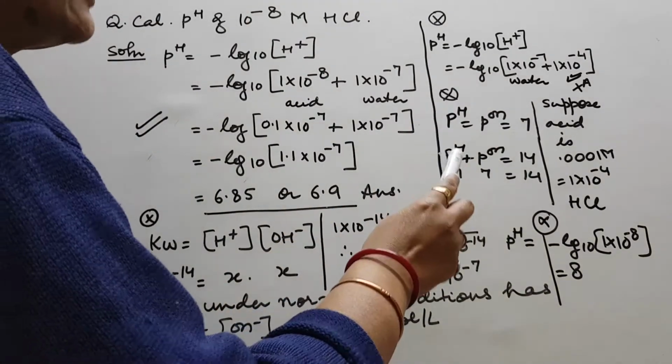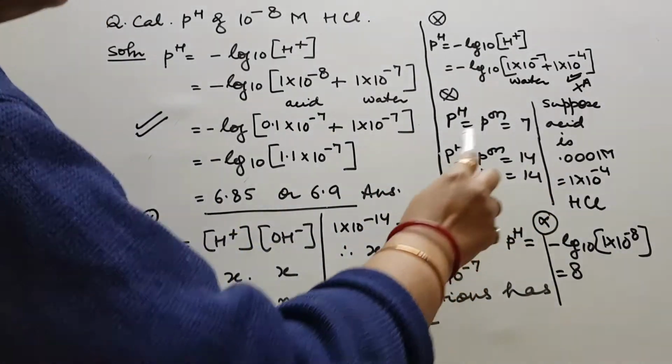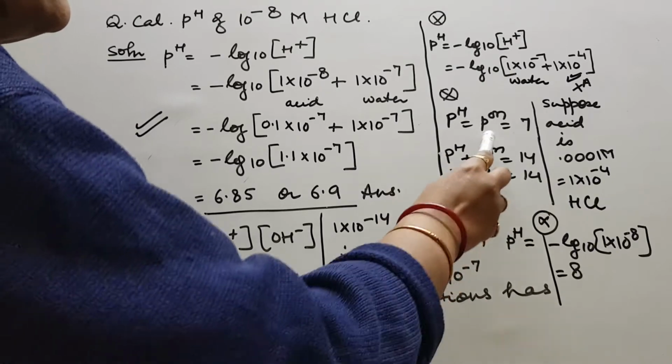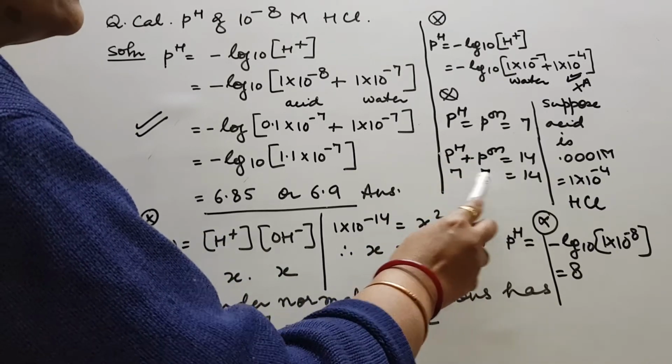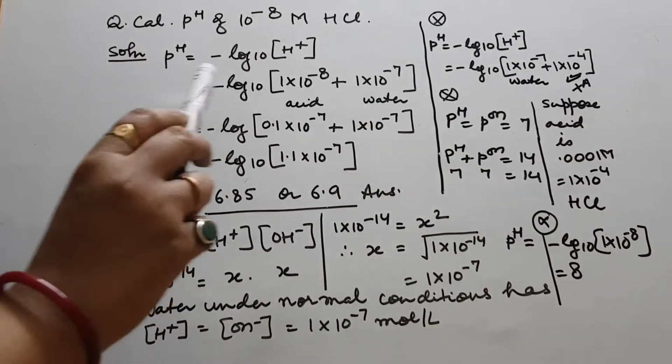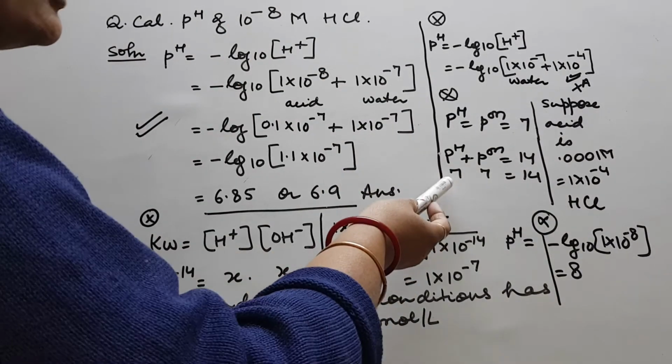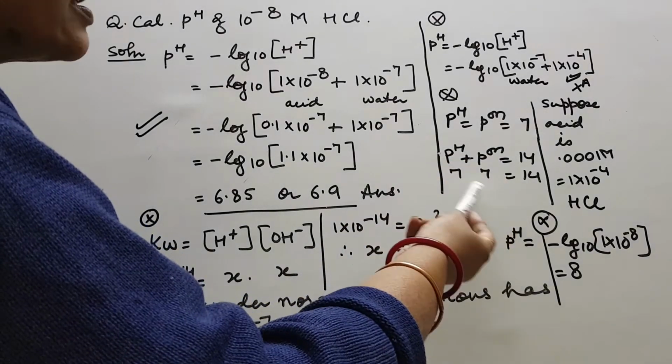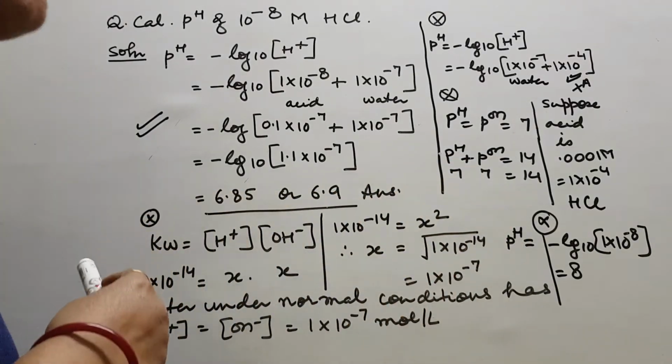Then we know that pH plus pOH is equal to 14. It is this way. pH of water 7, pOH 7. You add up, it becomes 14. It changes when we add some acid or base. So pH may change accordingly. pOH also changes, but its sum is always 14.